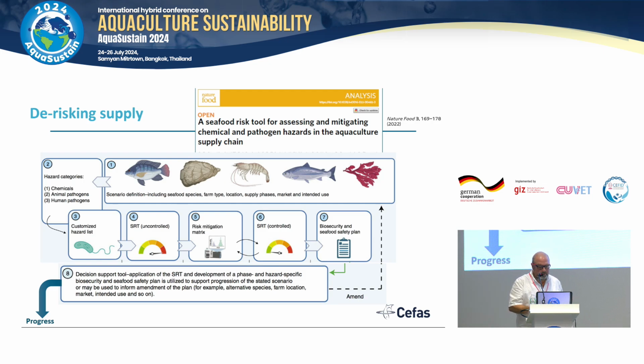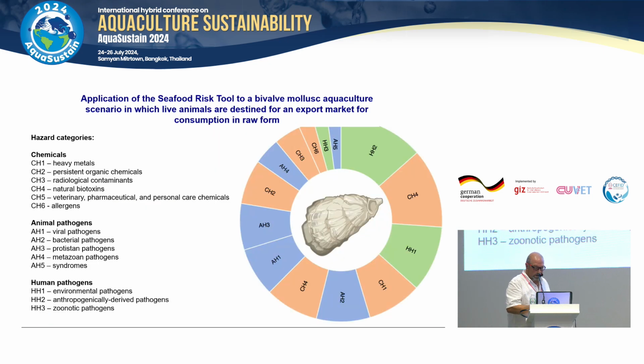So taking this example a little bit further, just to illustrate it, here is that bivalve aquaculture scenario for an export market where these are going to be consumed raw, so uncooked. And as I say, you look at the hazard categories which are listed on the left there. So 6 chemical hazards, 5 animal pathogen hazards, and 3 human pathogen hazards. And you score them for that particular aquaculture scenario. And that's the ring around the oyster here, where the relative importance and potential impact of those risks is listed.